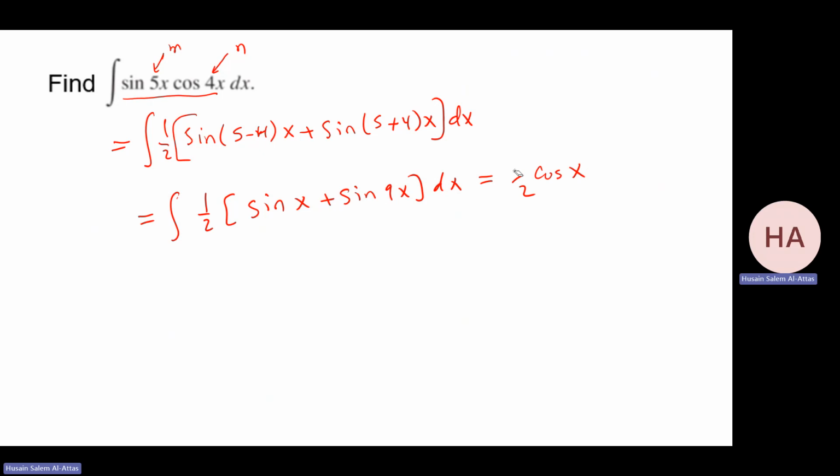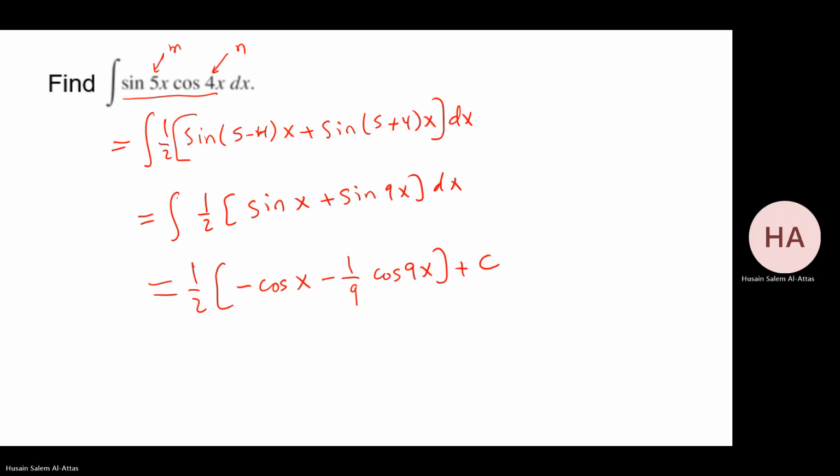Minus, let me write half. Half, let me make it outside. That will be half. What's the integral of sine? That will be minus cosine. What's the integral of sine 9x? That will be minus 1 over 9 cosine 9x plus c. That gives me minus half cosine x.